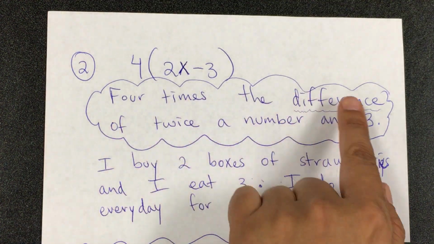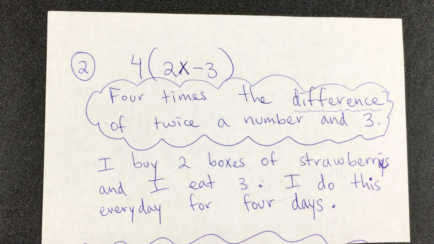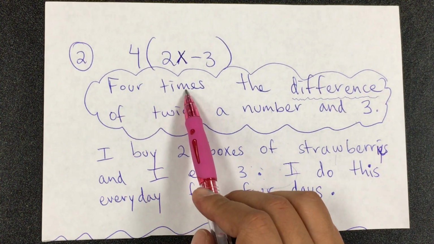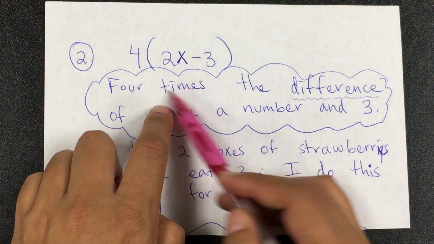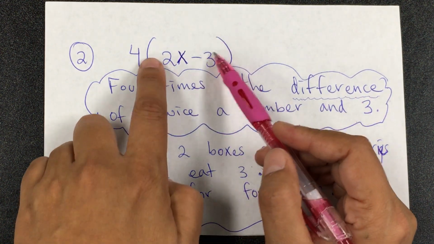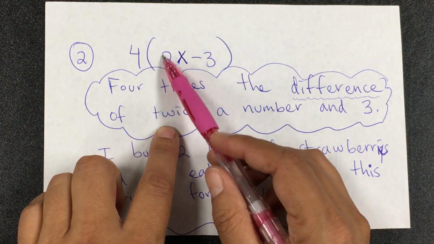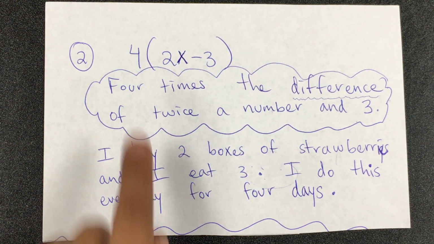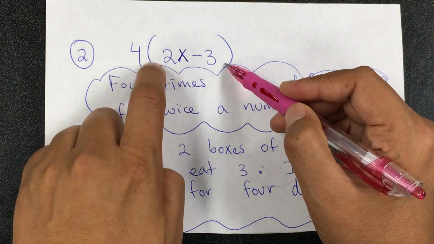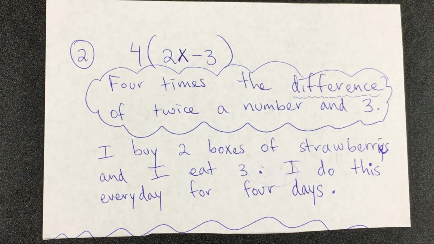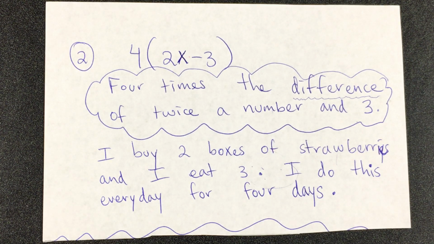Okay, this is something that we'll use in algebra sometimes, where it's just representing the expression with a description of it. So 4 times, so this times means multiplication. So 4 times the difference, which means the subtraction, of twice a number and 3. Okay, so 4 times the difference of twice a number and 3. So that's how you will represent this expression.